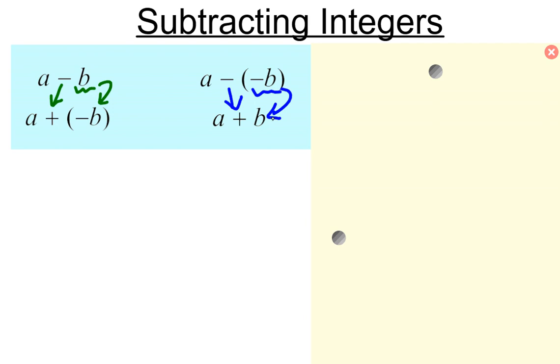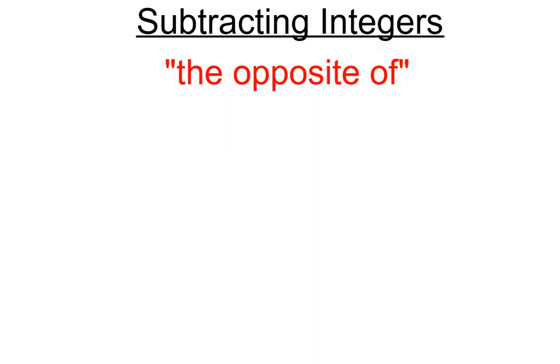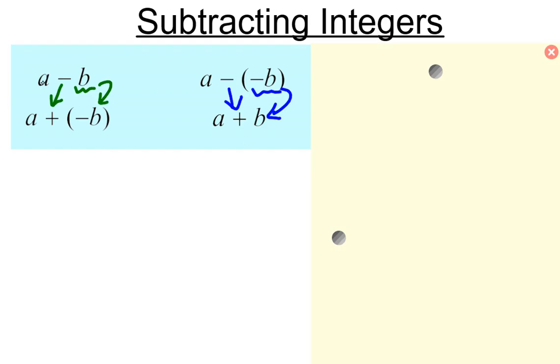Okay, so remember we were talking about the first screen. I told you we talked about the opposite of. I'm going to take it back there for a second. The opposite of. Well, that's what we're doing here. We're saying A and the opposite of positive B. Well, A and the opposite of positive B is negative B. Here, A and the opposite of negative B. Well, A and remember the words and.